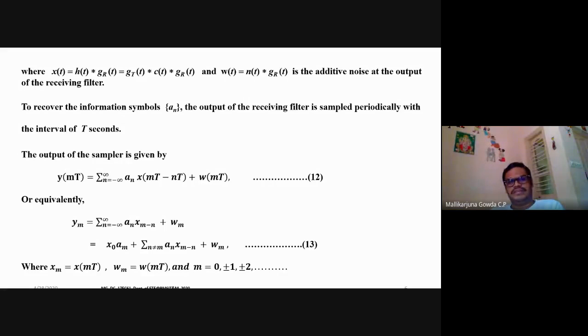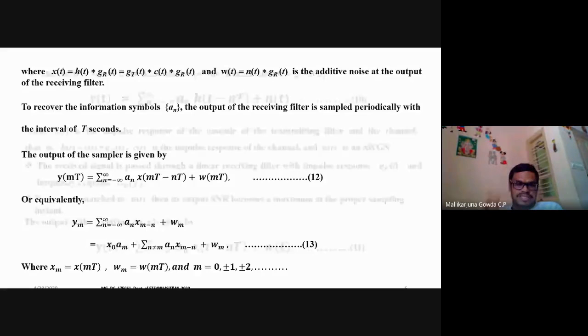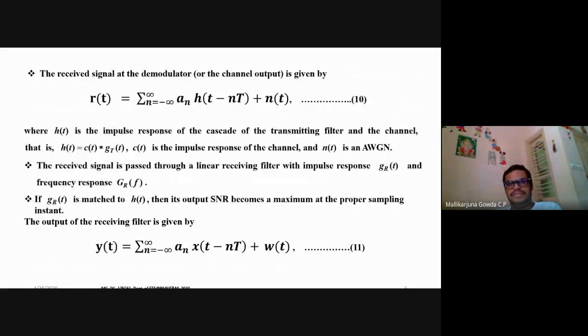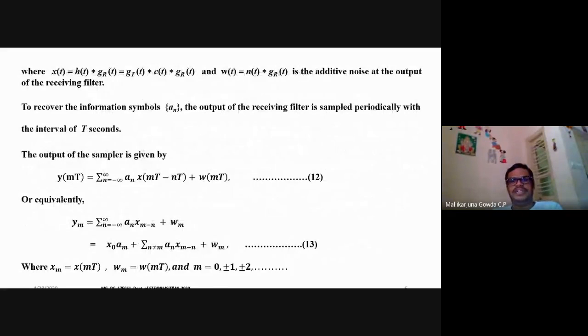So that is also convolved with the impulse response g_R(t). See, this n(t) is additive white Gaussian noise. That is convolved with g_R(t), so that I represent as w(t). This is the additive noise at the output of the receiving filter, w(t). I hope I'm able to make the difference. See here, n(t) is the additive white Gaussian noise in equation 10, and w(t) is the output of the receiving filter along with the noise. So that will be the convolution of additive white Gaussian noise and the impulse response of the receiving filter.